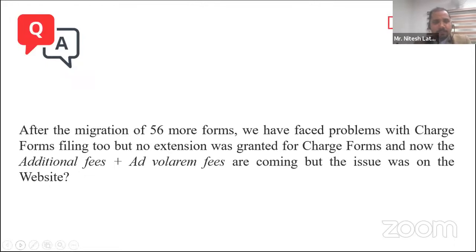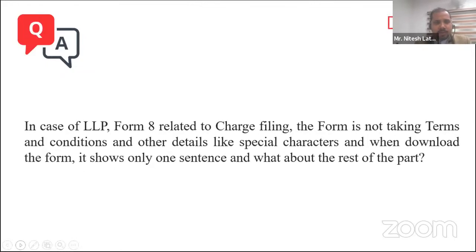Shivam, next. So in case of LLP Form 8 related to the charge filing, the form is not taking the terms and conditions with special characters. And when we download the form, it shows only one sentence, and it is not showing the other part of the details which we put in.